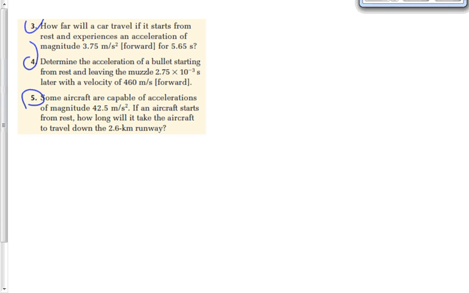What do we got? Group A or Group B? Nolan, what is this, Group A or B? Yeah, it's Group B, good. It's not constant velocity. This bullet is at rest, then it's moving. This is acceleration, so it's Group B. Let's identify our givens now.